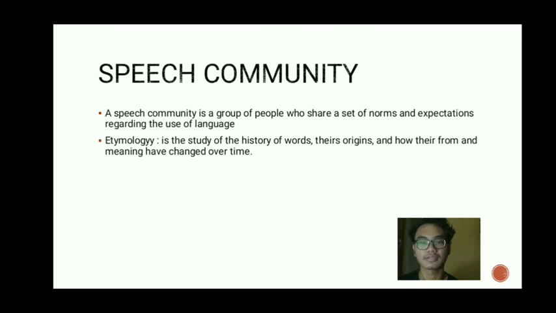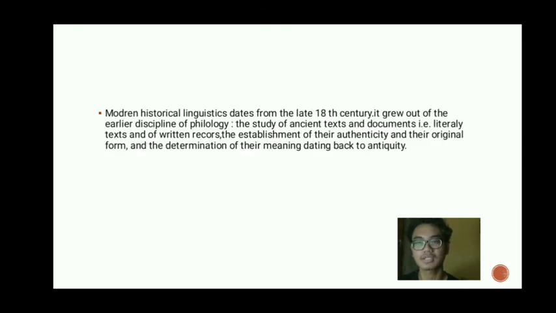Community. There are three points. Number 1, a speech community is a group of people who share a set of norms and expectations regarding the use of language. Number 2, etymology is the study of the history of words, their origins, and how their form and meaning have changed over time. And number 3 is modern historical linguistics, which dates from the late 18th century. It grew out of the earlier discipline of philology, the study of ancient texts and documents, i.e., literary texts and written records, the establishment of their authenticity and their original form, and the determination of their meaning, dating back to antiquity.